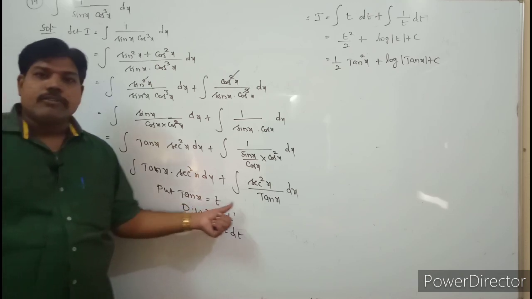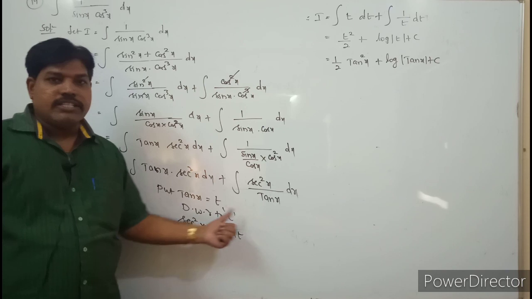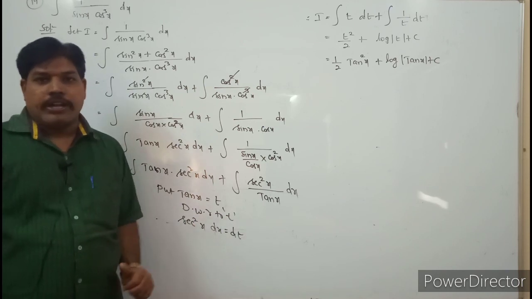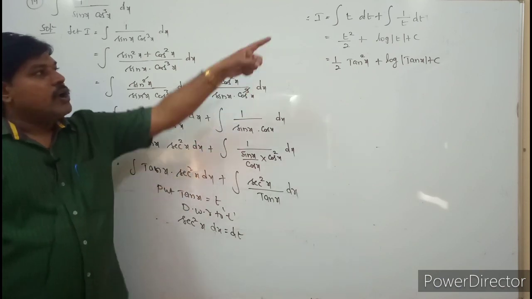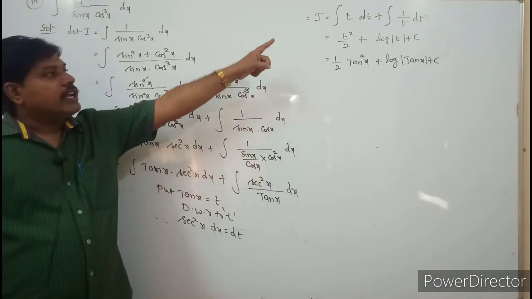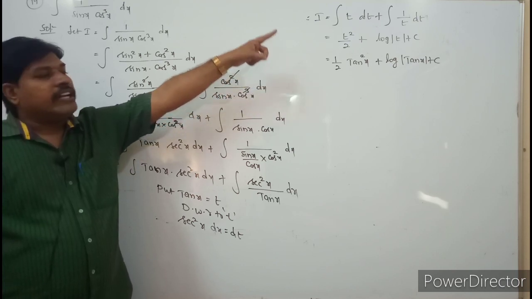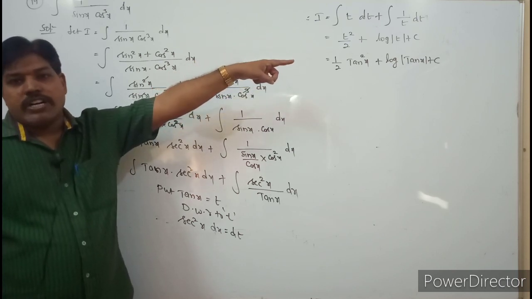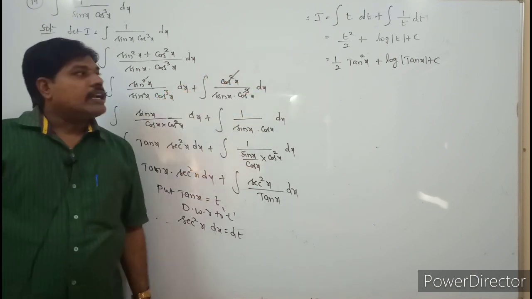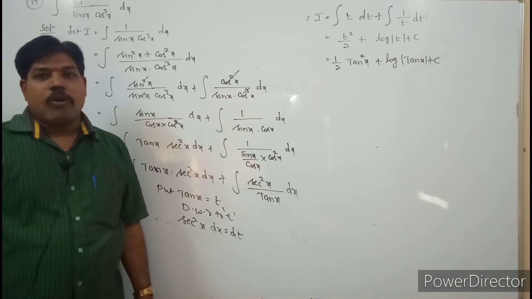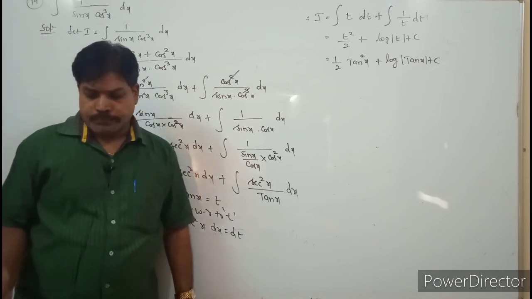So take tan x is equal to t, and differentiate with respect to t. Secant square x into dx value will become dt. So automatically the problem will become integral of t into dt plus integral of 1 by t into dt. Integral of t is t square by 2 plus integral of 1 by t, log of mod t. What is the t value? Tan x. So replace the value: 1 by 2 into tan square x plus log of mod tan x plus c. All are understood, students?